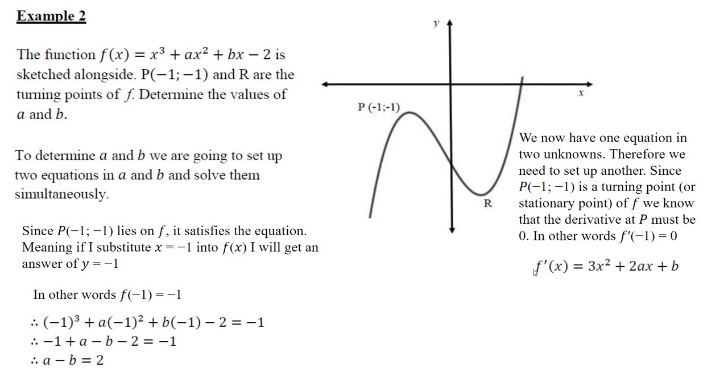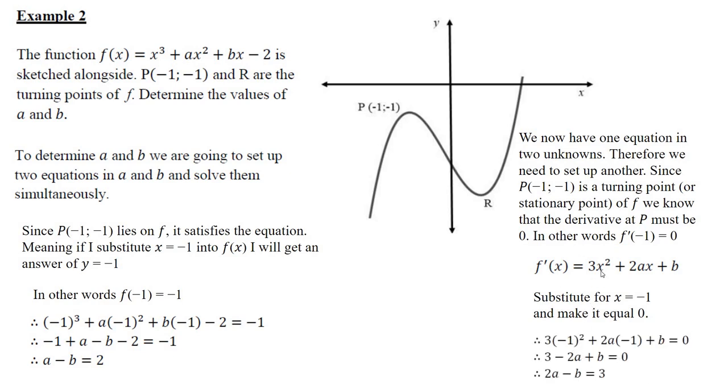So the first thing we do is get the derivative. It's 3x squared plus 2ax plus b. Then if we put -1 in for x, we should get 0 out. So we do that, put -1 in for x, and make it equal 0. Just work it out: 3 minus 2a plus b equals 0. Let's move the -2a and the b to the other side. There's our second equation. We've got one, a minus b equals 2. Another one, 2a minus b equals 3.